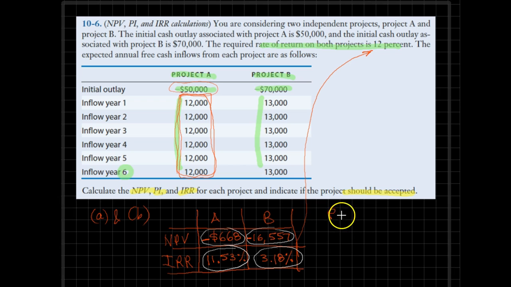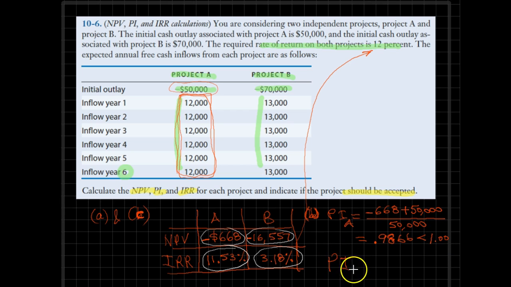Finally, you can also go ahead and calculate the PI. That would be part B. My apologies, previously it was part C. For part B, the PI, recall, was just adding the net present value to the initial outlay. For the first project, you would add minus 668 plus the $50,000, all divided by $50,000, and so project A would have a PI value of 0.9866, decidedly less than 1, so this project should not be accepted.